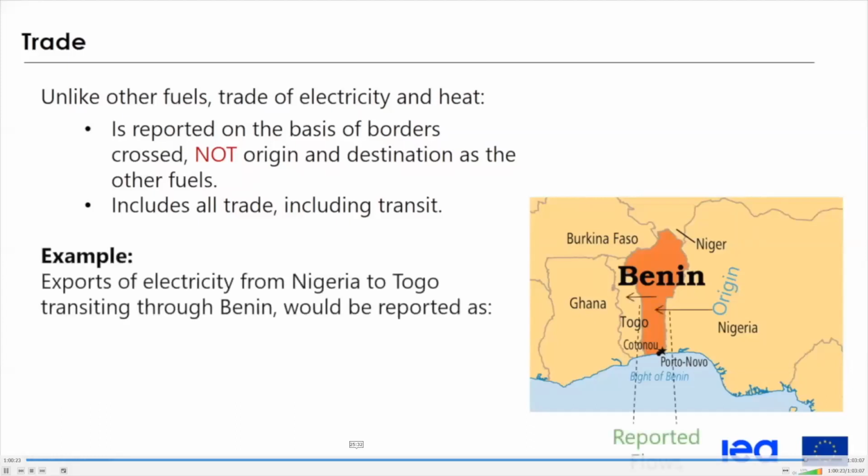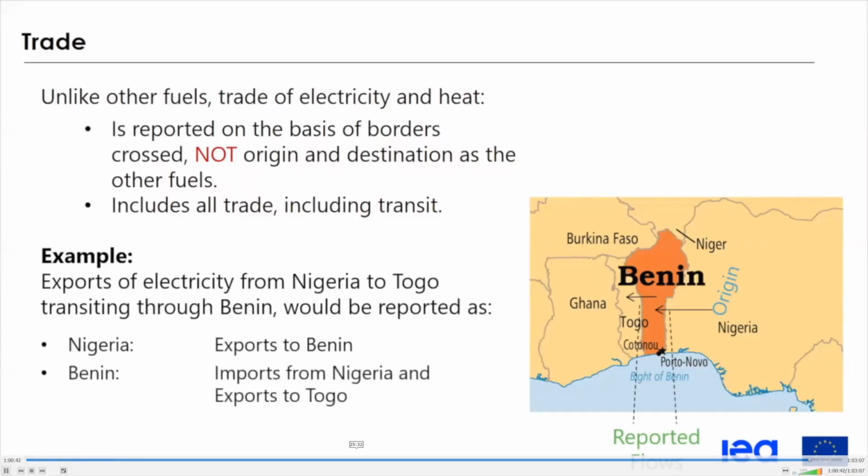So let's imagine that Togo is importing electricity from Nigeria through the network of Benin. Those 3 countries would have to report the flows as follows. Nigeria would report exportations toward Benin. Benin would report some importations from Nigeria and the same value exported towards Togo. And Togo would report the importation from Benin. So here, for electricity, this is the only part where, in our methodology, we report the transit of flows.